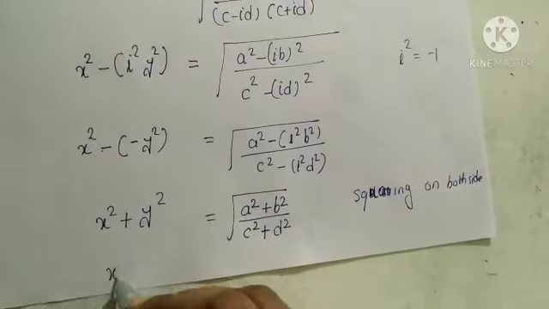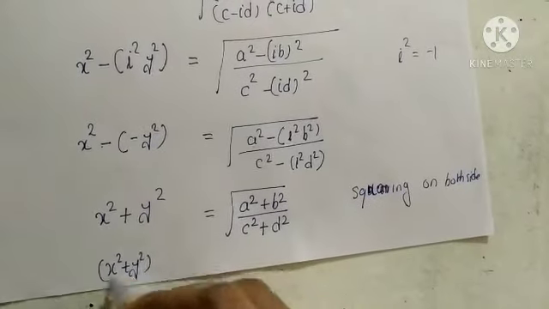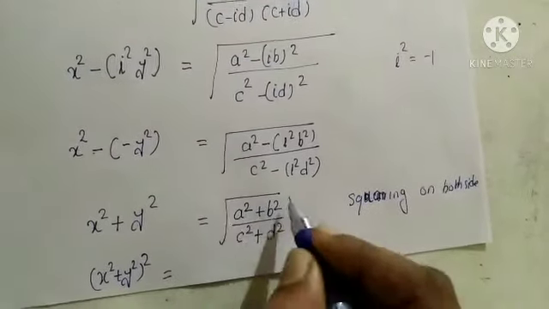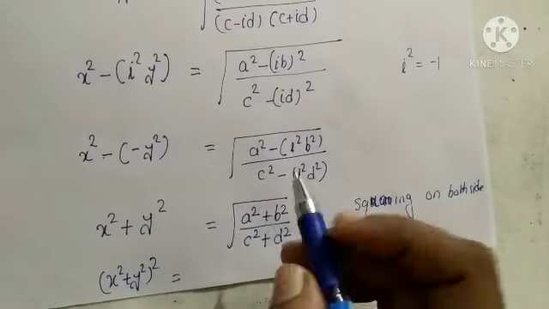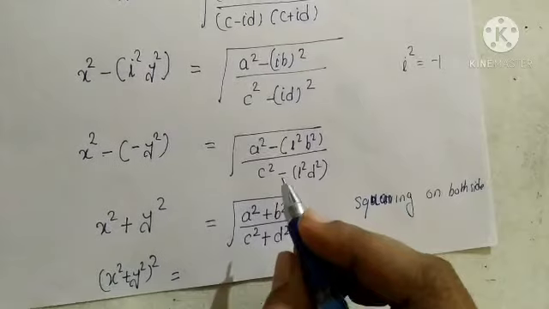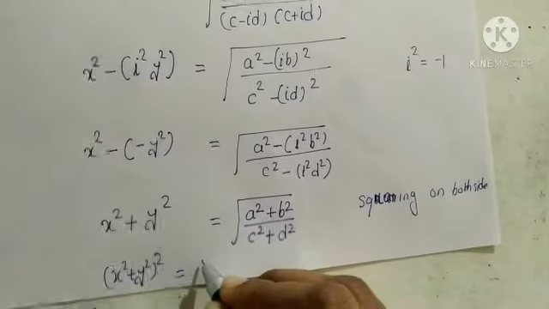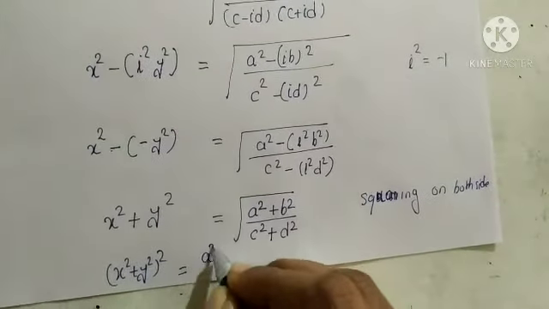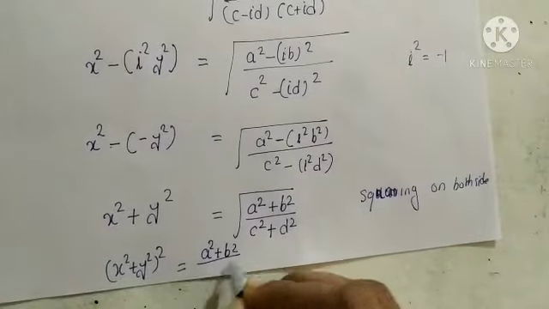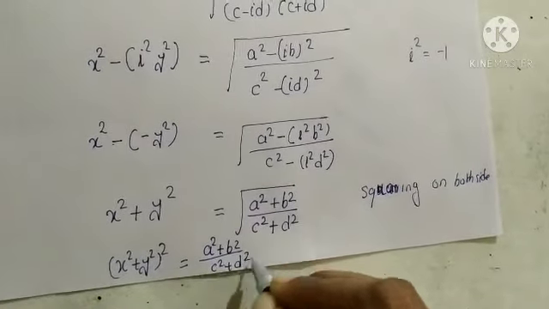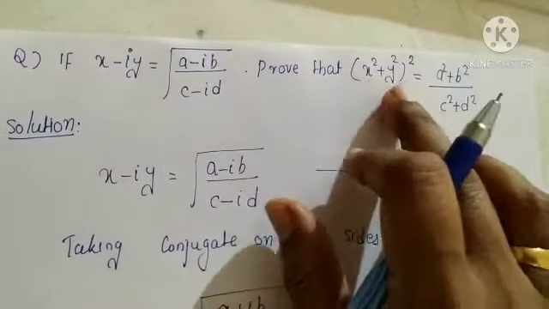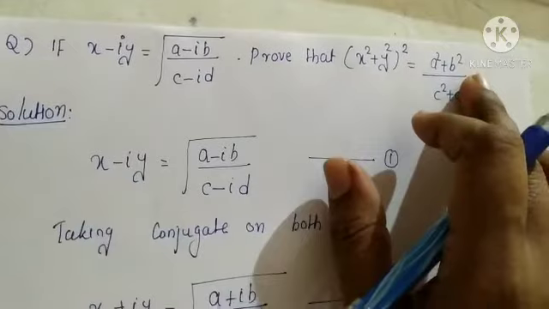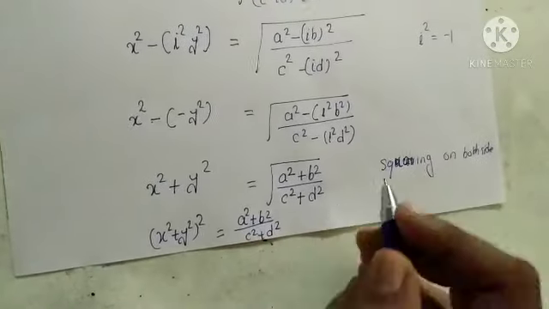This will become (x square plus y square) whole square is equal to, squaring on the RHS will cancel the root, right? So the answer will be a square plus b square divided by c square plus d square, right? So if you observe our question, we need to prove that (x square plus y square) whole square equals a square plus b square divided by c square plus d square. So this is our final answer. So hence proved.